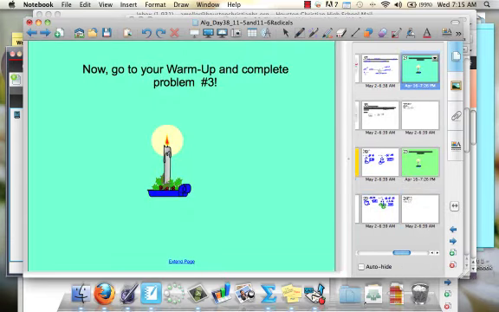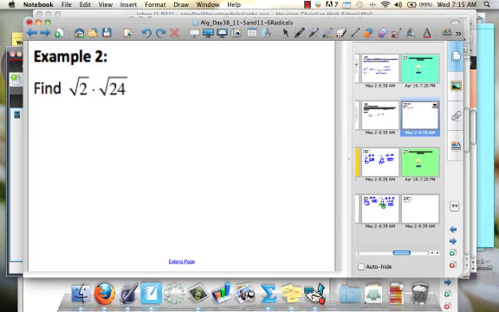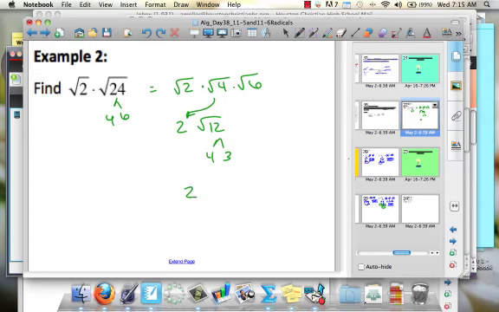So go to your warm-up and complete problem number 3. Okay, so let's find this expression. Well, 24 is the same thing as 4 times 6. So this equals the square root of 2 times the square root of 4 times the square root of 6. The square root of 4 is 2, so we can go ahead and find that one. And the square root of 2 times the square root of 6 is the square root of 12. But 12 also has a 4 inside it. So this is now 2 times 2 square root of 3, which equals 4 square roots of 3.